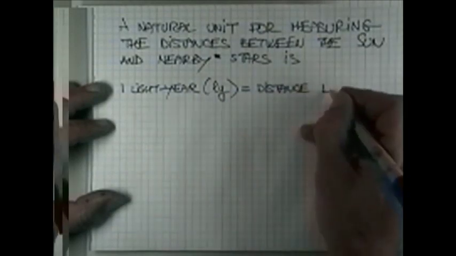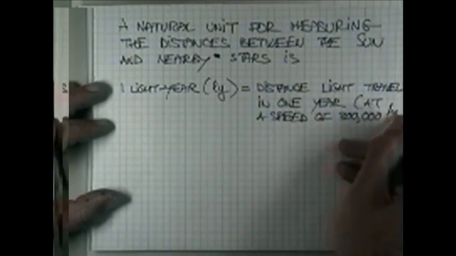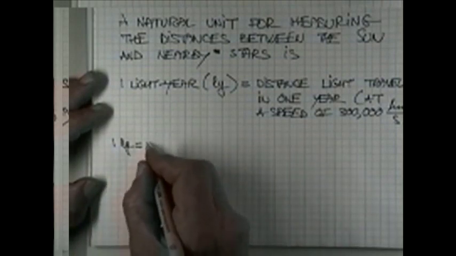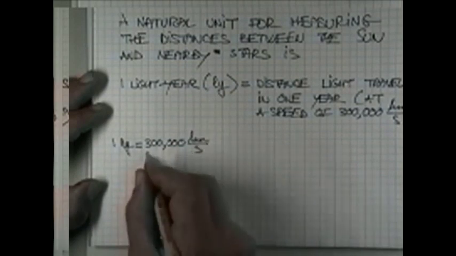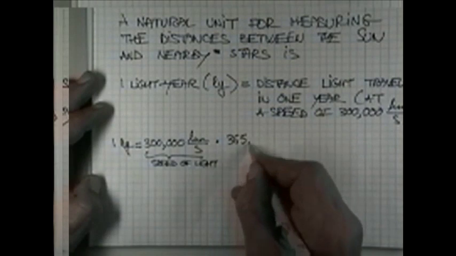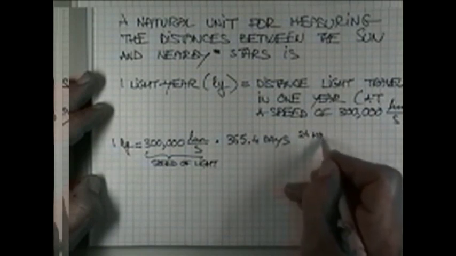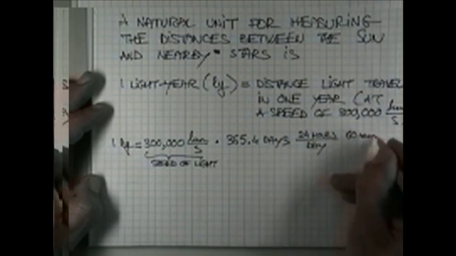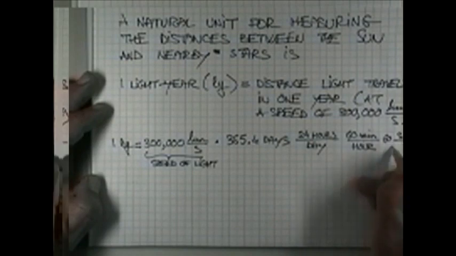At a speed of 300,000 kilometers per second. Okay, so then one light year would be the speed times the time, right? The speed, 300,000 kilometers per second, speed of light, times the time, which is 365.25 days. Now, there's 24 hours per day. Then there are 60 minutes per hour, and there are 60 seconds per minute.